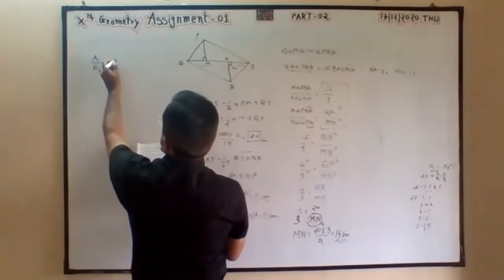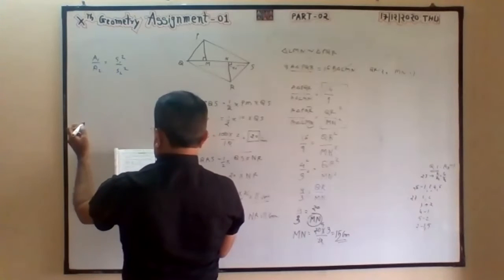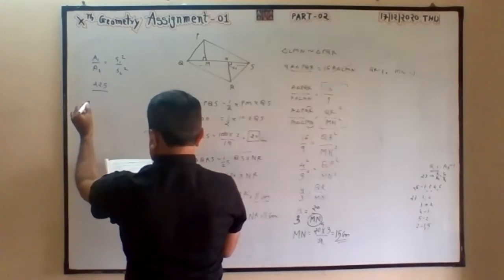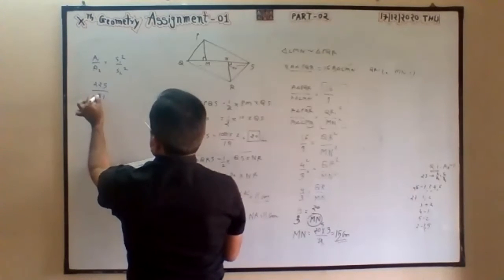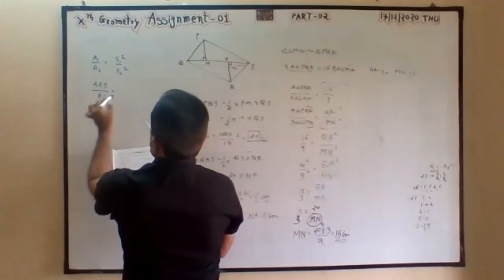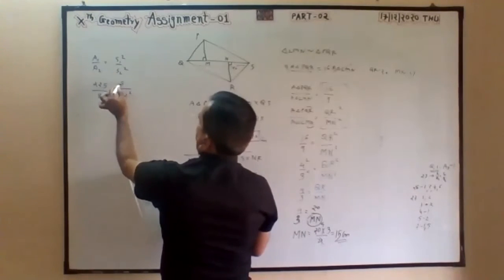Smaller triangle side is given. So this is 2. Smaller triangle they have given, correct?